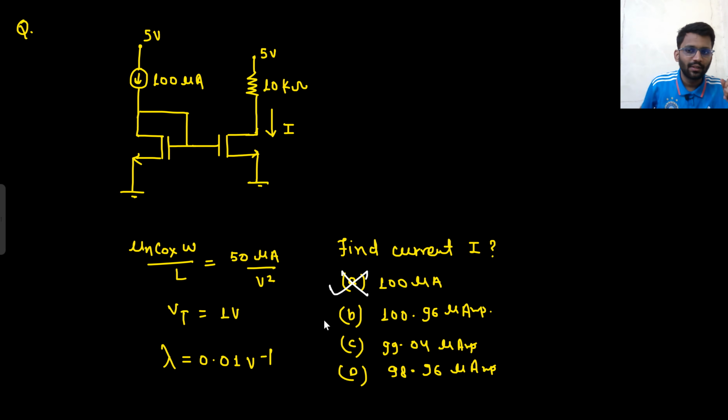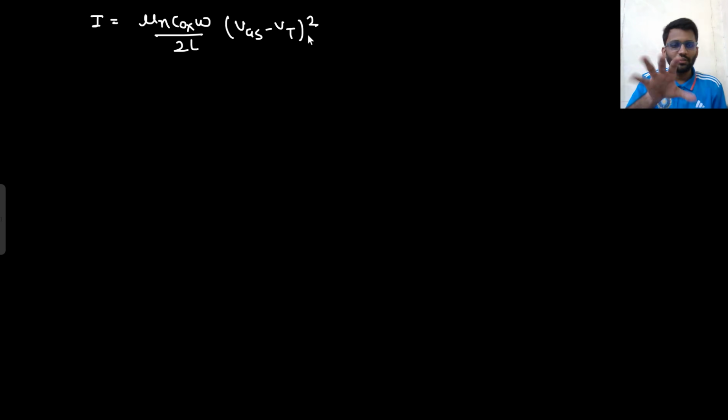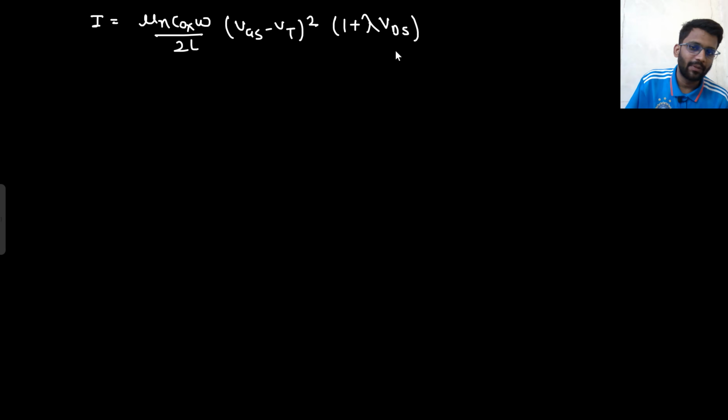Why is it wrong? Because you did not consider the value of lambda as well. Here lambda is also given, and if lambda is given, then what will be the change in current? So what is the current equation? The current equation is mu n Cox W by L by 2 into (VGS minus VT) whole square for the saturation region. In the previous problems we were taking this value of current, but now since lambda is also given, the value of current would be the previous current into 1 plus lambda VDS. So the lambda value will also be considered. Now your current will depend on lambda and VDS value, because lambda is not equal to 0 here.